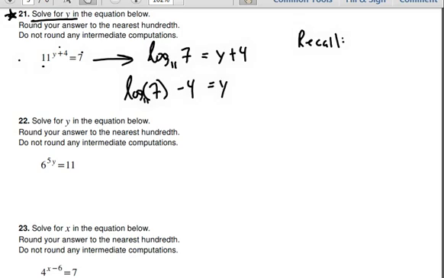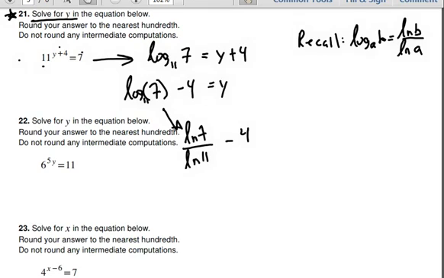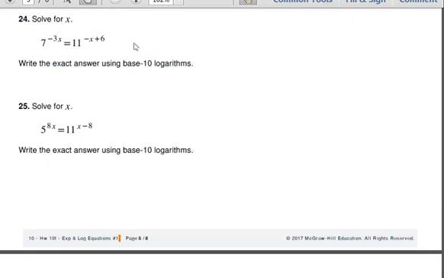Well, recall, I probably should have put this in the very beginning of the list of stuff we need to remember in order to solve these problems, but I didn't. Anyway, if you have the log base a of b, that's equal to ln b over ln a. That was the change of base formula. So we can turn log base 11 of 7 into ln 7 over ln 11 minus 4 equals y. I can plug this into the calculator all day long, and I get y is equal to negative 3.19, rounded to the nearest hundredth. All right, getting close to the end here.